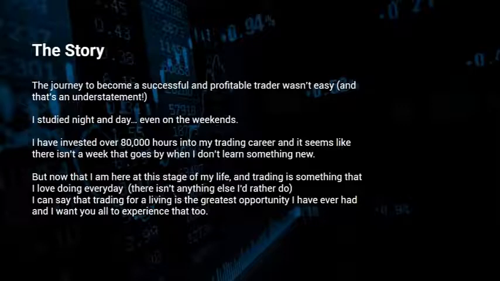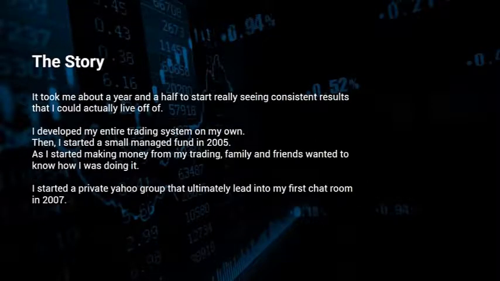But now that I'm here at the stage of my life and trading is something that I love doing every day, there isn't anything else I'd rather do. I can say that trading for a living is the greatest opportunity I've ever had in my entire life, and I want you all to experience that too. So it took me about 1.5 years to start seeing consistent results from my trading system that I could actually live off of, which means, of course, to me, sending money home every month, paying bills, and putting food on the table, and leaving enough money in my trading account to experience growth, because I didn't want to deplete my profits.